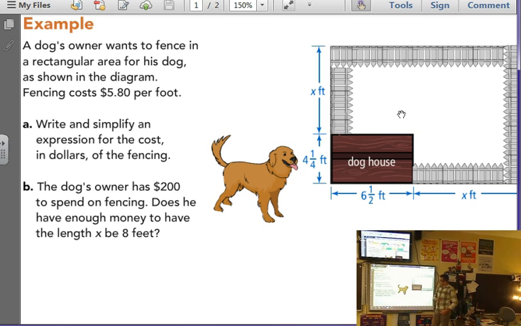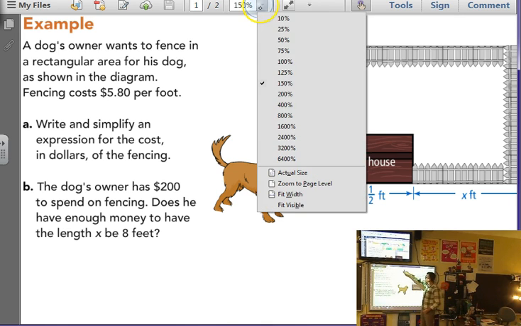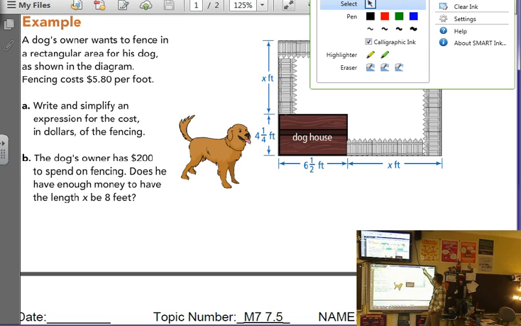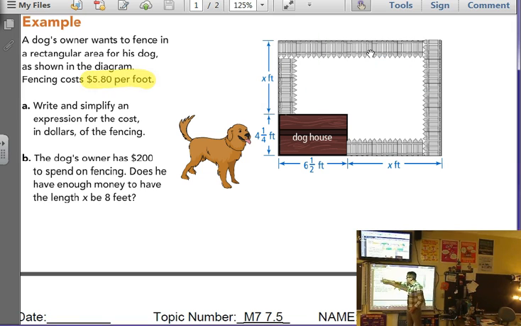So, it says write and simplify an expression for the cost in dollars of the fencing. It's $5.80 per square foot. Or sorry, per foot, per linear foot. When you buy a fence, it's measured in how long the fence is, because they just know how tall it is.